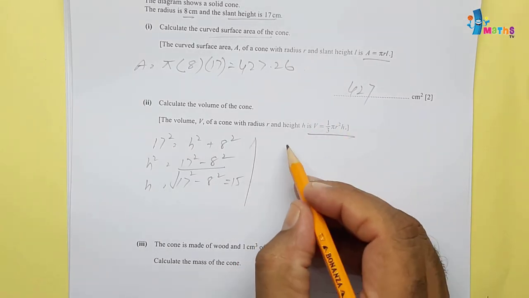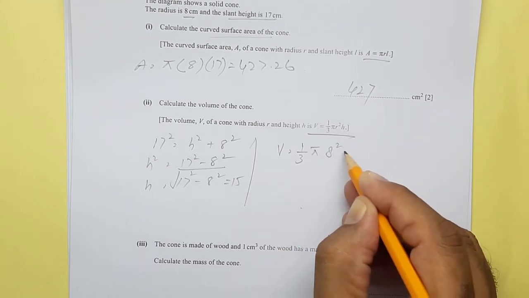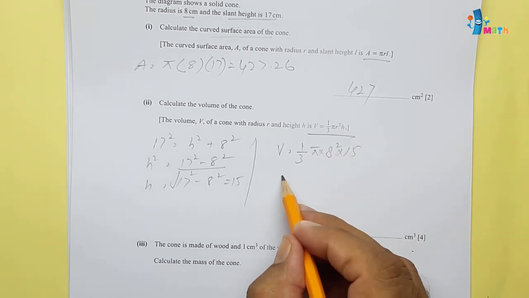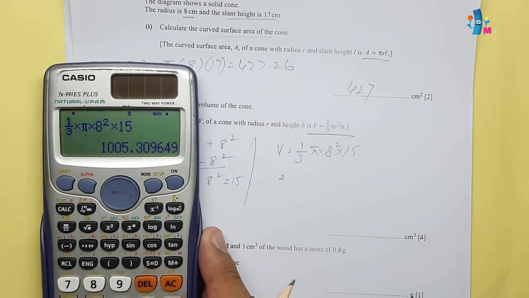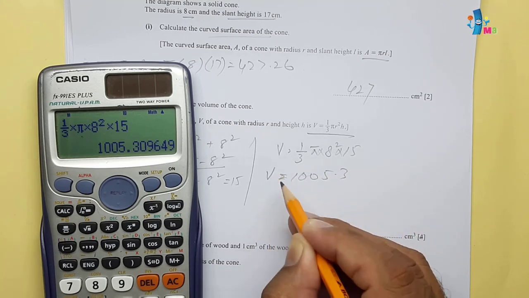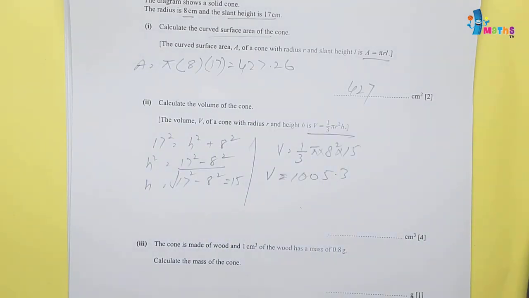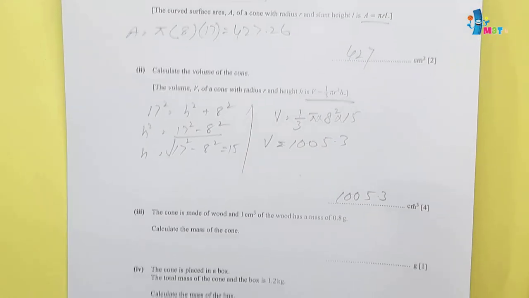Now we can apply this formula, which is V is equal to 1 by 3 pi r square h, meaning 8 square and 15. So 1 divided by 3 into pi, into 8 squared multiplied by 15, and this is equal to 1005.3. This will be the volume. So we'll write the answer at the proper location, 1005.3, and hopefully you understood each and everything.